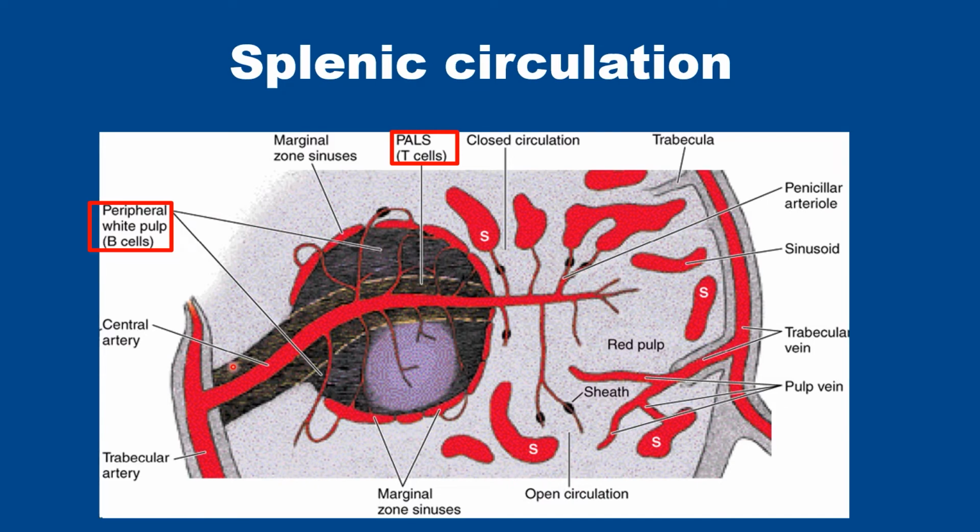This is showing the splenic circulation. The trabecular arteries divide and give central arteries, which pass through the lymphatic nodule, and it gives branches to the lymphatic nodule of the white pulp. When it comes out from the lymphatic nodule, it gives penicillar arteries, which drain into the sinusoids or splenic sinusoids. This is called closed splenic circulation.